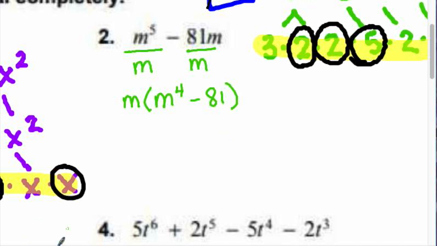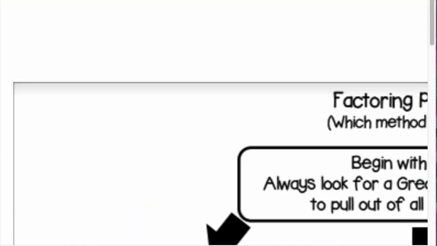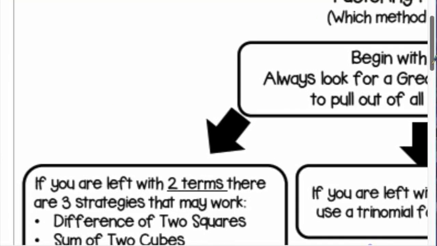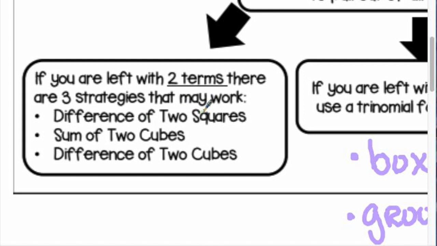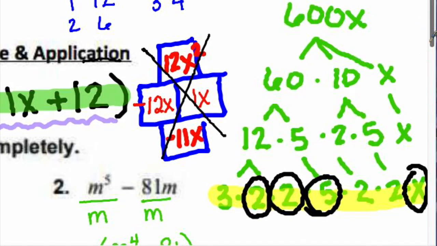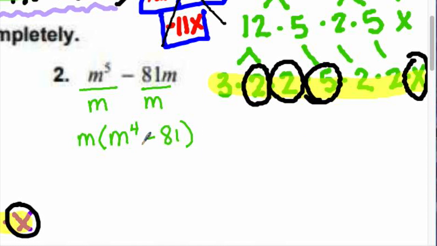There are only two terms left. So again, back over here, if there's only two terms, the only options we have for two terms are difference of squares, sum of cubes, difference of cubes. Well, this is definitely a difference. Is it a difference of cubes, a difference of squares, or none of the above? So with this one, this would be a difference of squares because both of these are perfect squares.